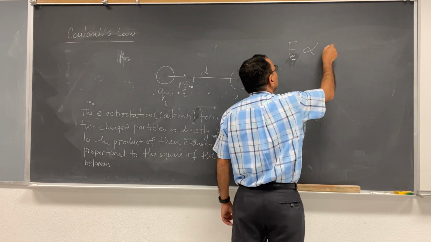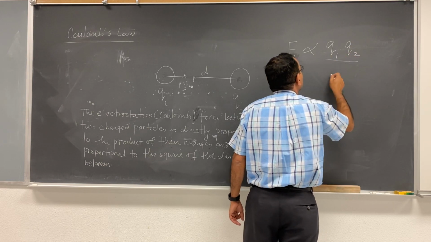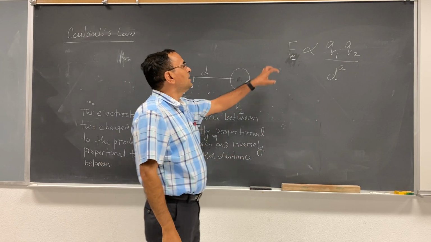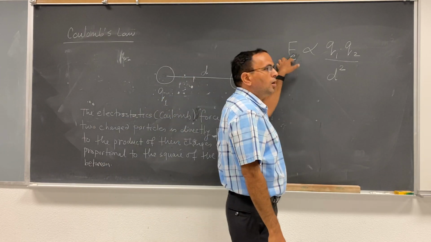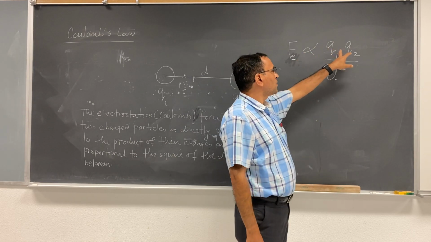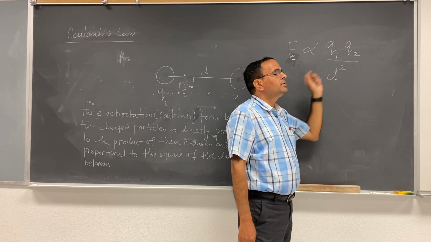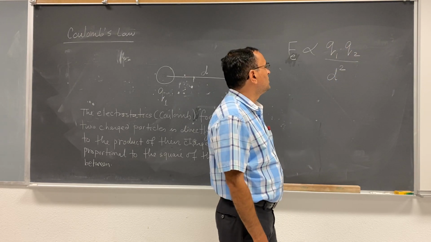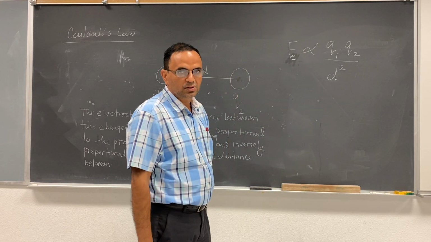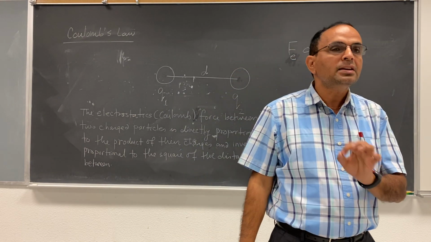This is proportional to the product of their charges, Q1 times Q2, and inversely proportional to the square of the distance between them. Therefore, the electrostatic force, F of E, or you can write down F of C also, is directly proportional to the product of their charges, charge particle Q1 times Q2, and inversely proportional to the square of the distance between them. This is the Coulomb's law of electrostatic force. And please note, the electrostatic force is attractive as well as repulsive.